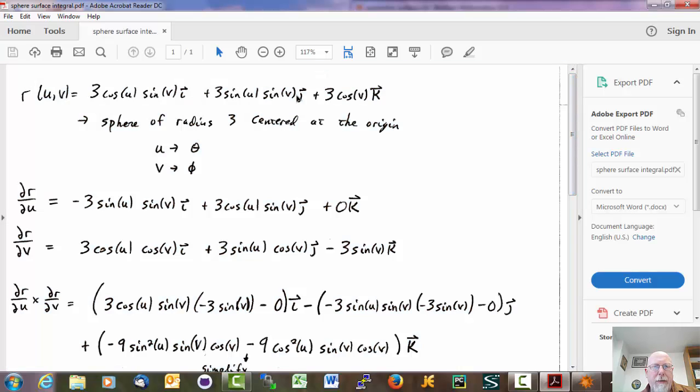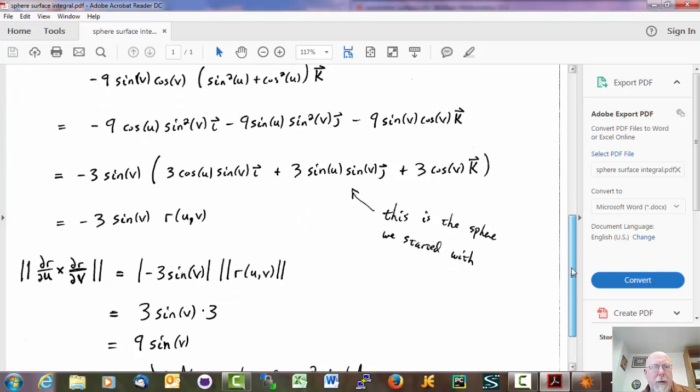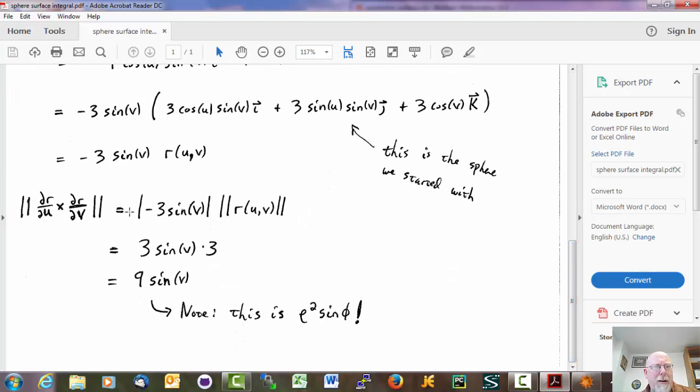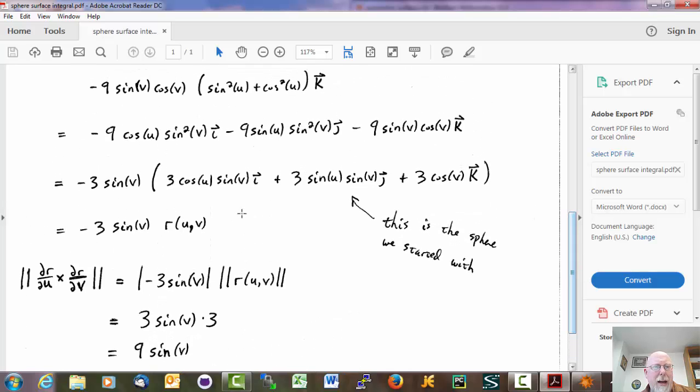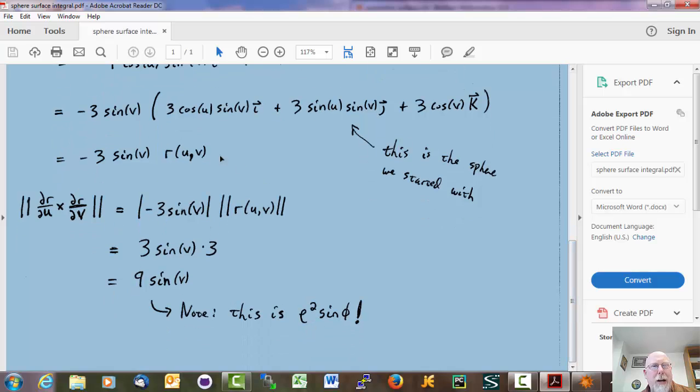You should be able to parameterize a sphere with radius 3. You should be able to compute dr du and dr dv. You should be able to compute this cross product, and you should be able to compute the magnitude of that cross product. You might not do it the same way I did. You might just plug these components into the formula for the magnitude of a vector and compute them directly and not be quite as fancy as I was. That's fine, but you should be able to do those computations.